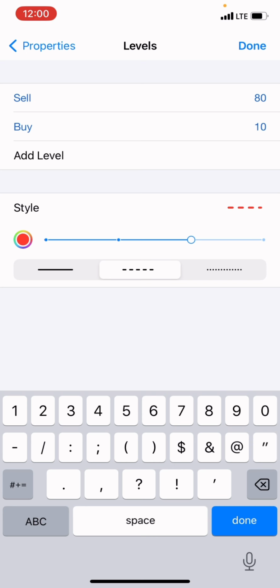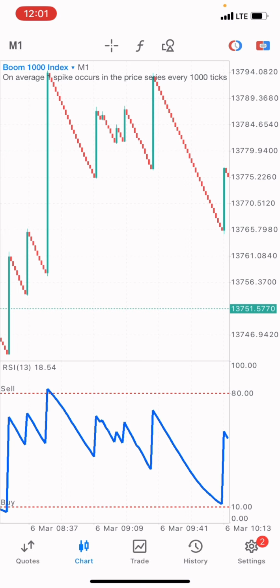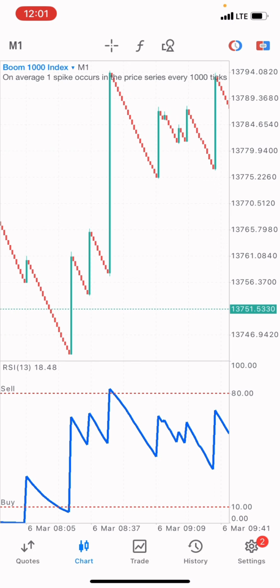Then the line right here is going to be the one in the middle that I have space. All right, then you put this line at the first one right here. Then you click on done. All right, now that's the parameters for the relative strength index. Now it's going to be the next indicator.